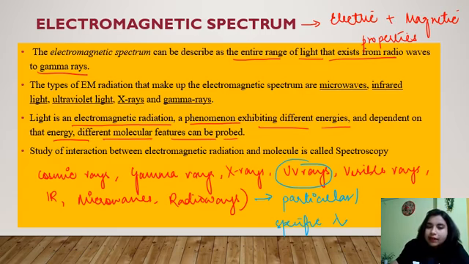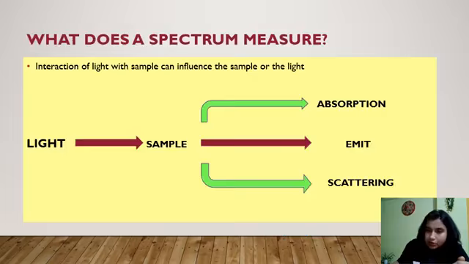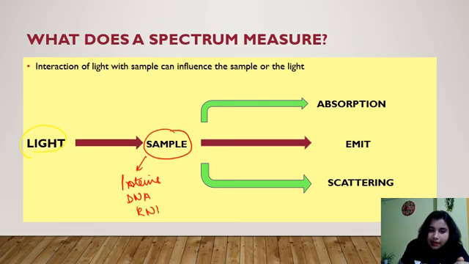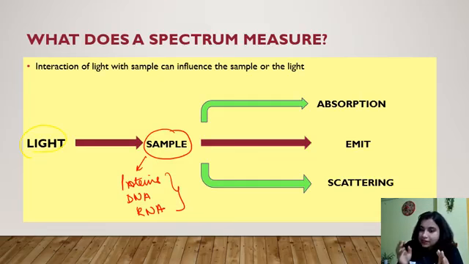Now, what is spectroscopy? Spectroscopy is the interaction of electromagnetic radiation and the molecule. Suppose this is a light, and this is our sample. Our sample can be proteins, DNA, or RNA. When the light interacts with the sample, which can be a protein, DNA, or RNA, some changes occur in both the sample as well as in the light.